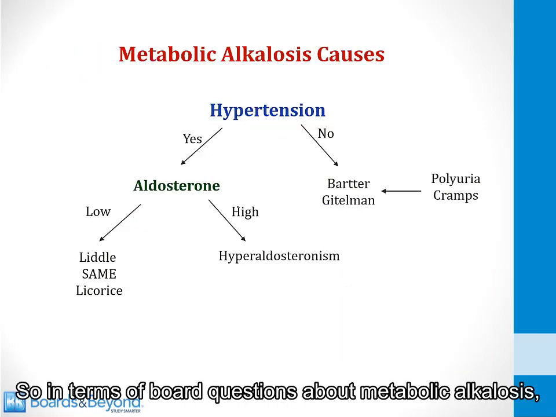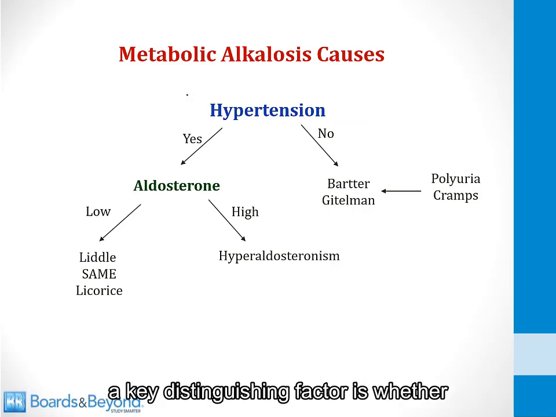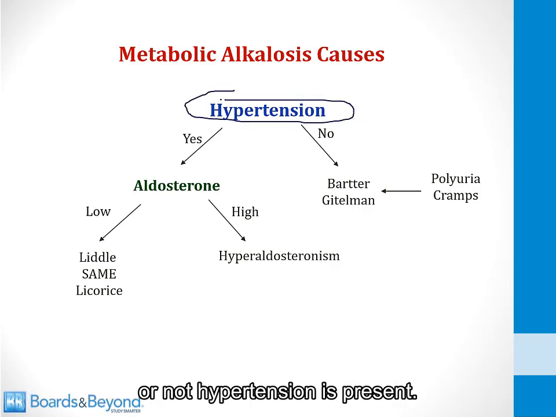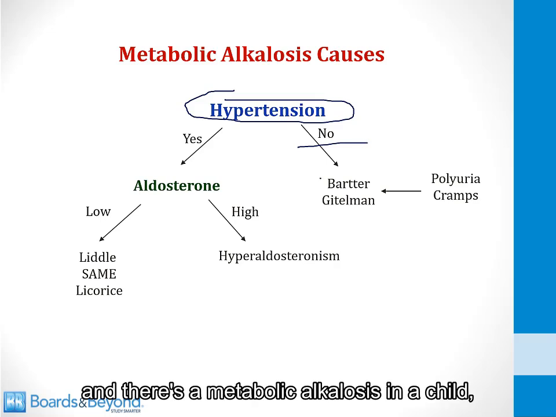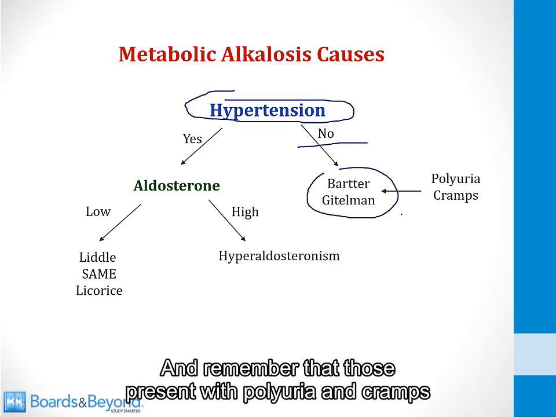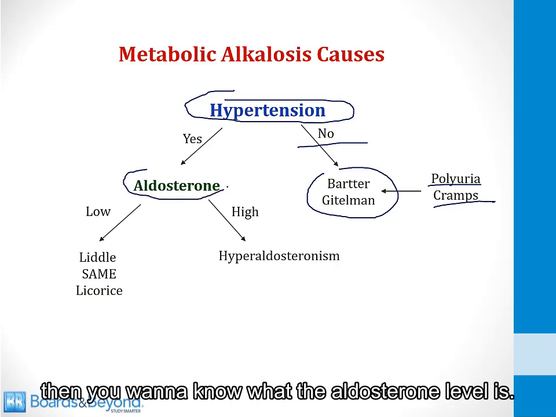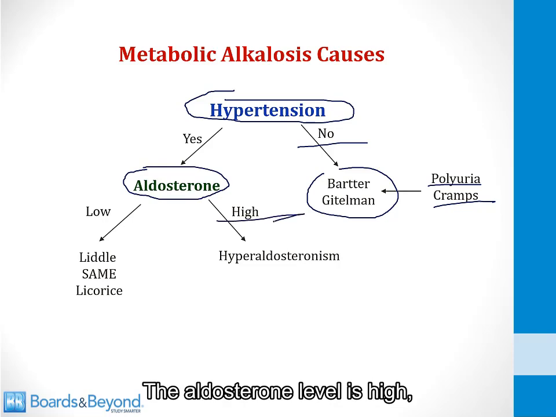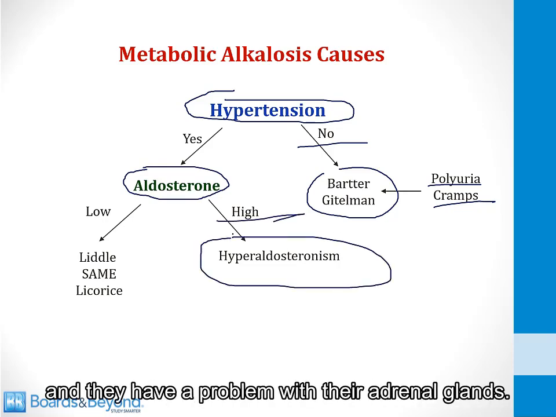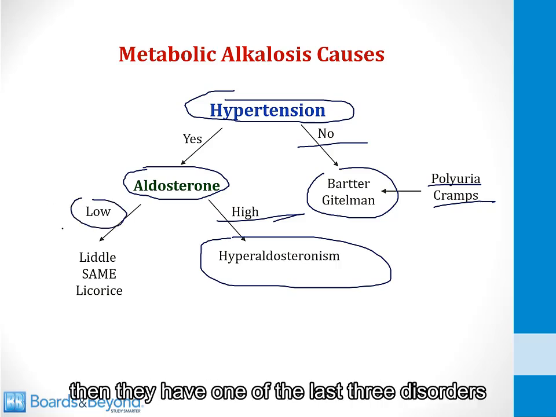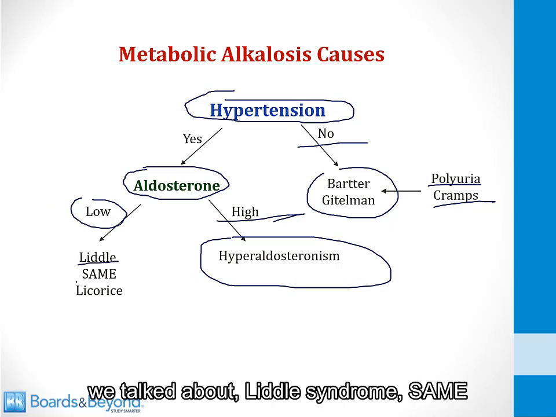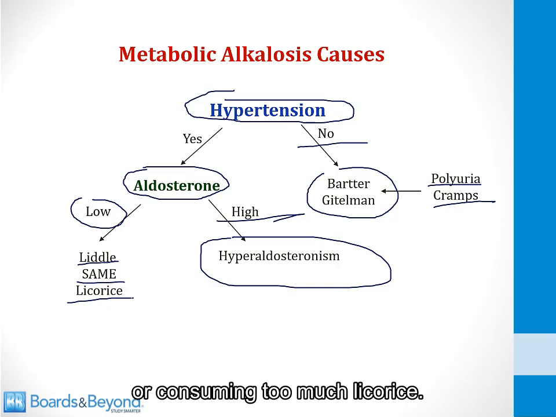So in terms of board questions about metabolic alkalosis, a key distinguishing factor is whether or not hypertension is present. If hypertension is not present and there's a metabolic alkalosis in a child, you want to think about Bartter and Gitelman syndrome, and remember that those present with polyuria and cramps from abnormal potassium. If there is hypertension present, then you want to know what the aldosterone level is. If the aldosterone level is high, then that patient has hyperaldosteronism and they have a problem with their adrenal glands. If the aldosterone level is low, then they have one of the last three disorders we talked about, Liddle syndrome, SAME, or consuming too much licorice.